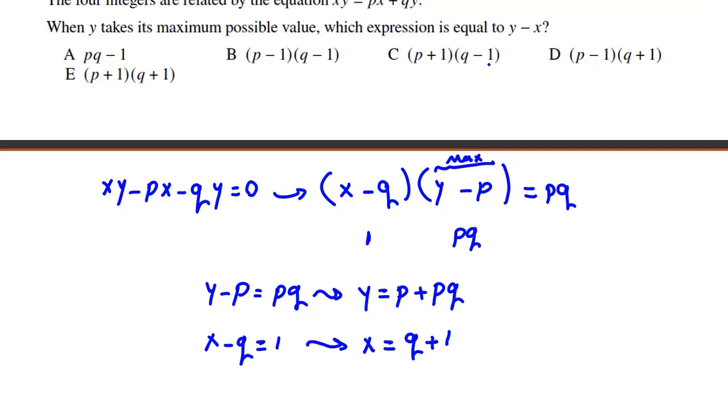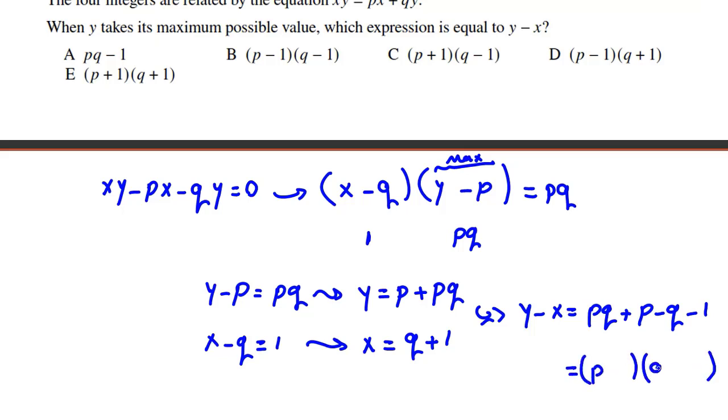So y minus x is pq plus p minus q minus 1. Now, if we want to factorize, we can write it as p times q plus p minus q minus 1, which is p minus 1 times q plus 1, which is choice D. Okay, so the answer is this.